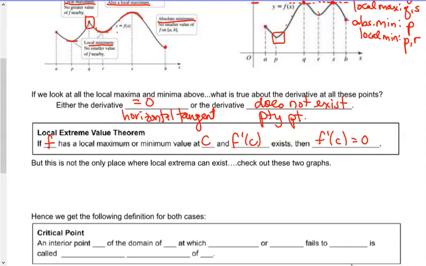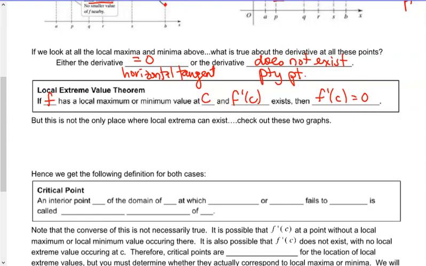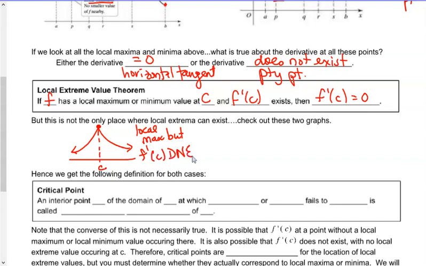But to remind ourselves of two graphs in which our derivative doesn't exist. We already talked about one. That is if I end up having kind of a cusp or a pointy point. Here, we would have an absolute max or a local max, but f prime of c, call this c, does not exist, at b and e.